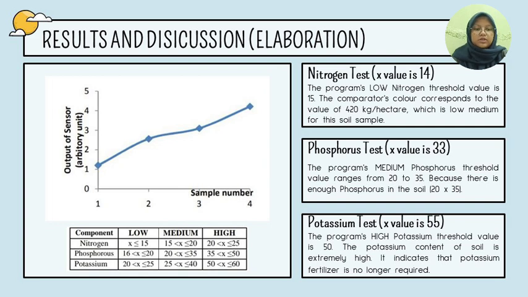And lastly, for potassium test, X value is 55. The program's high potassium threshold value is 50. The potassium content of soil is extremely high. It indicates that potassium fertilizer is no longer required in the soil.